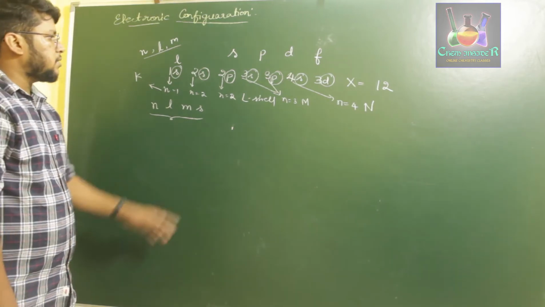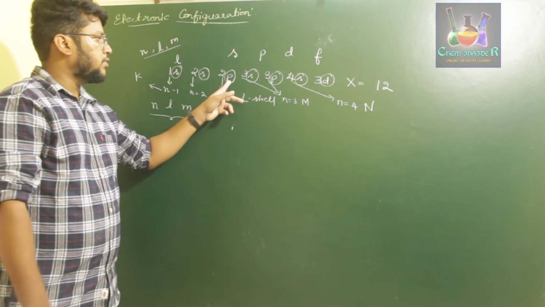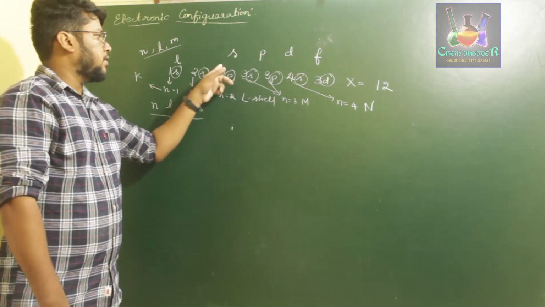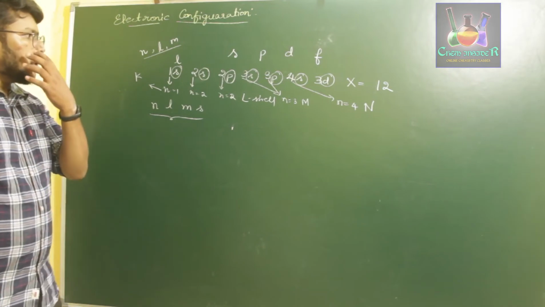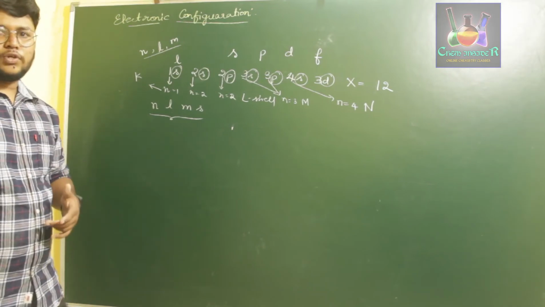Similarly, in the case of p, we have 2p and 3p with their respective n values, the principal quantum number values. Now, how do we give electrons to each of the orbitals?